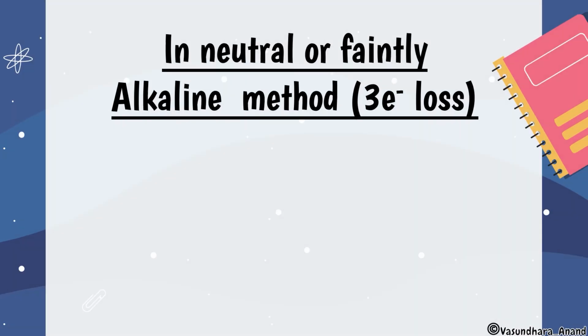Now, in neutral or faintly alkaline medium, there will be 3 electron loss. If you remember in class 11th, the first chapter, some basic concepts of chemistry, we have done that. KMnO4 in acidic medium will give you 5 electrons, while in alkaline medium it will lose 3 electrons. So here it is 3 electrons. That means Mn plus 7, if it loses 3 electrons, will go to the plus 4 state. And the only stable compound of manganese in plus 4 is MnO2. So one product will be MnO2 for sure.